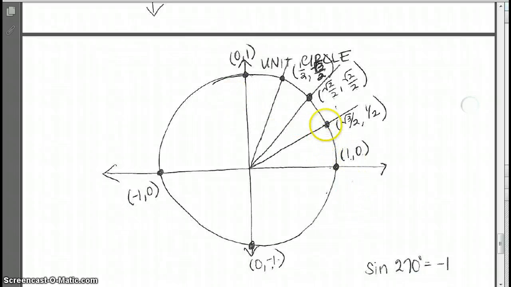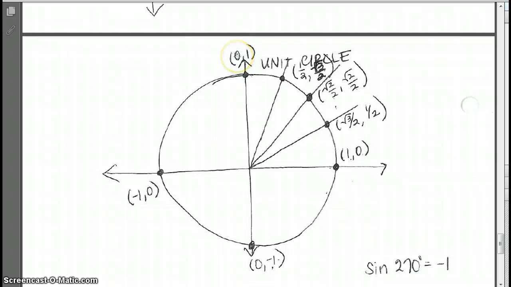Notice the relationship between the radicals. If I start out at 0 and take the square root of 0 over 2, I get 0. The square root of 1 over 2 is 1/2. Here I have radical 2 over 2. Here I have radical 3 over 2. The square root of 4 over 2 is 1. And you can do it the other way also.